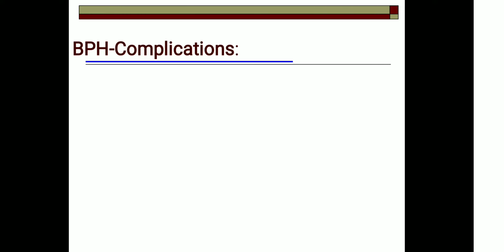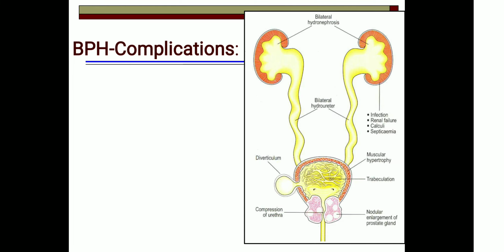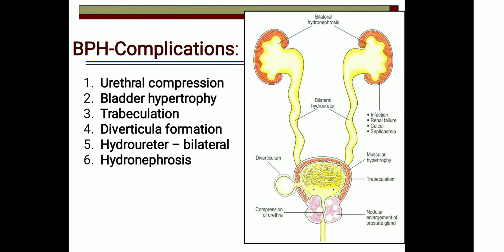Okay. So what are the complications of BPH? All these complications arise because of the compression effect, the pressure effect. You can just logically think that this prostate is enlarged, so it can cause urethral compression. It can cause bladder hypertrophy because the bladder is trying to push the urine into the urethra. Trabeculation of the urinary bladder.